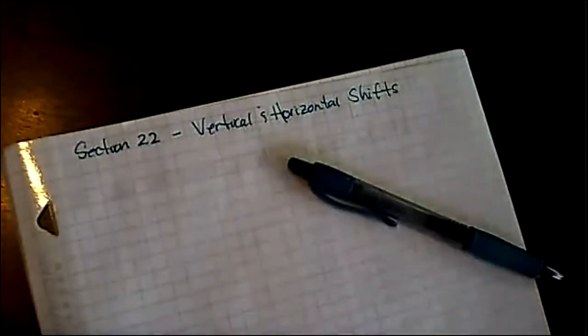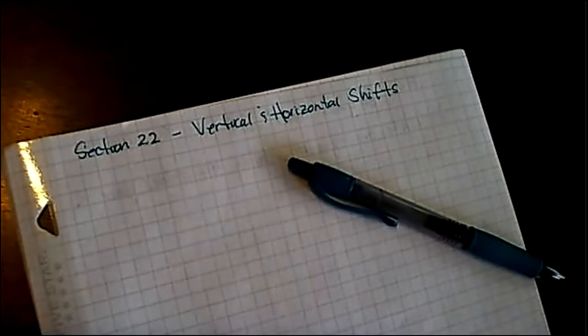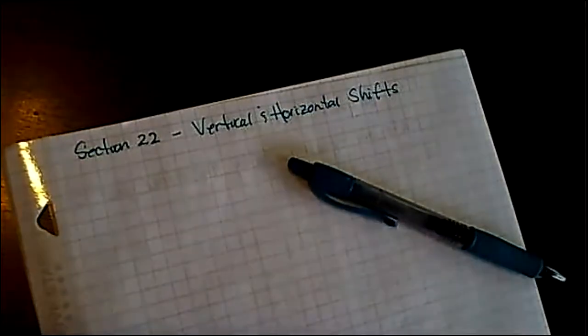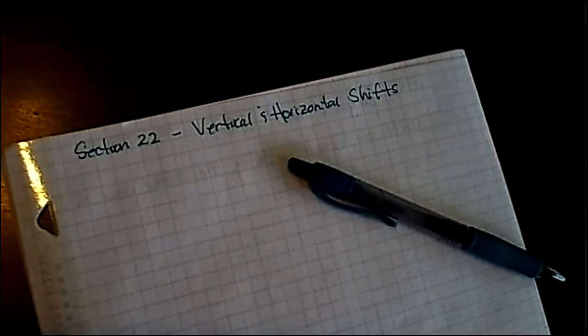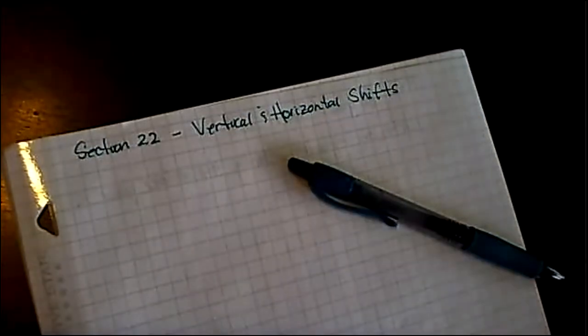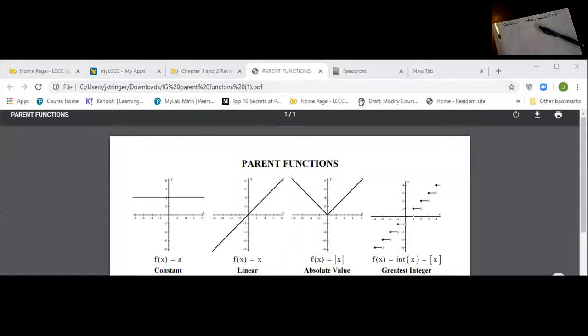parent function is. A parent function is an original function. They're the functions that we use most often, and so they're called parent functions. And then what we do is we manipulate them, we transform them. But a parent graph is what they are in the very beginning. So here is an example of a parent graph.